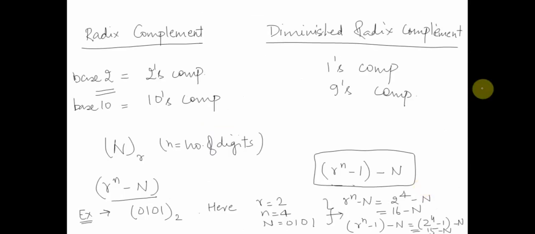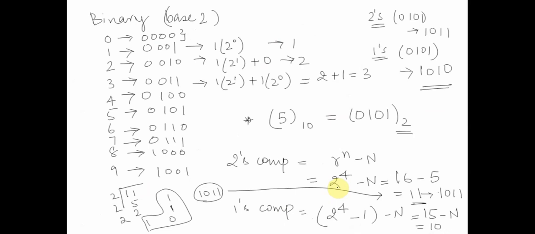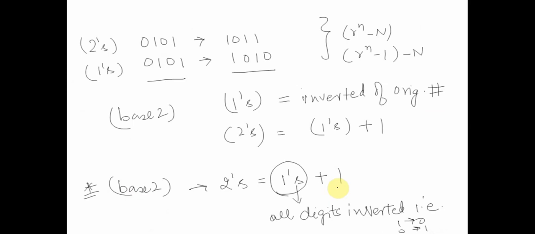We spoke about radix complement and diminished radix complement. These help us find the negative of a number. We have two concepts. One is radix, which is r raised to the power n minus N. The other is diminished radix, which is r raised to the power n minus 1 minus N. Then we saw an example of binary, base 2, where we converted a positive number to a negative number by finding the two's complement and one's complement of that number.